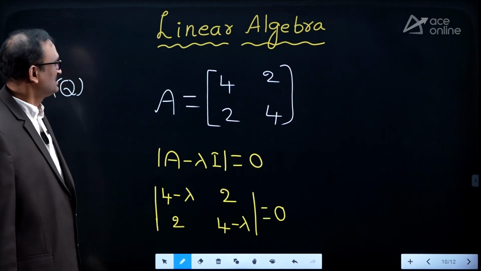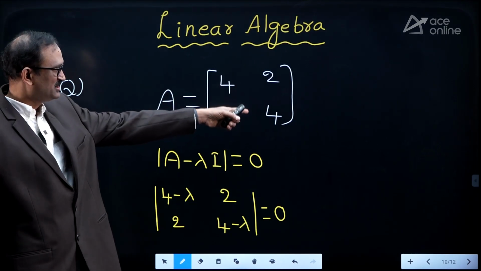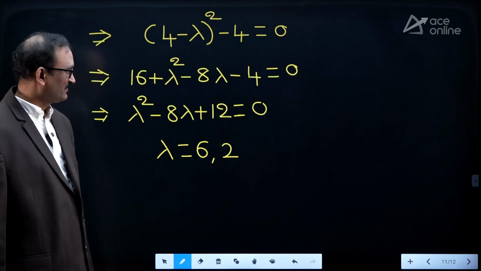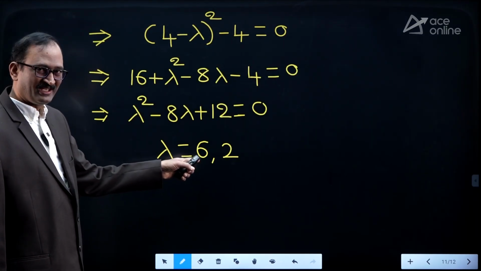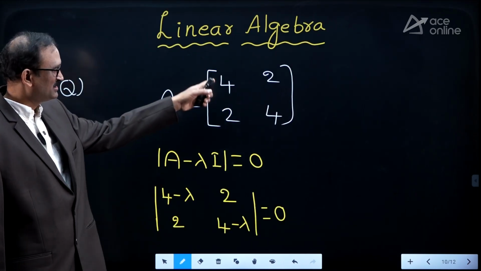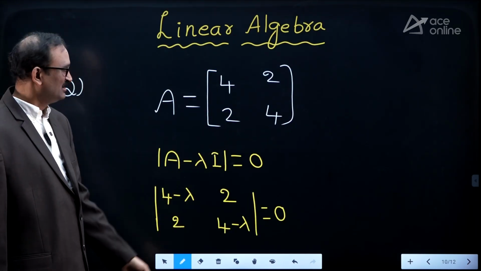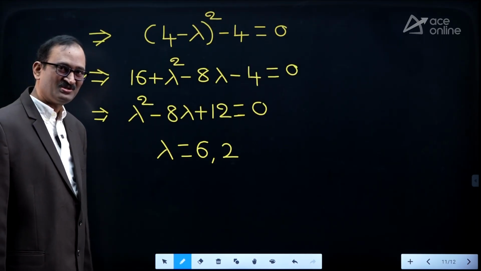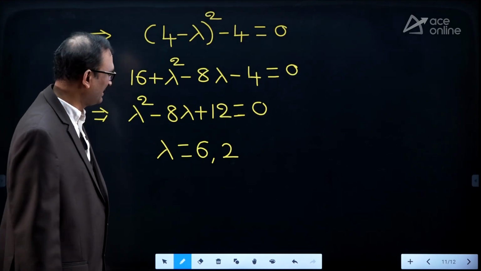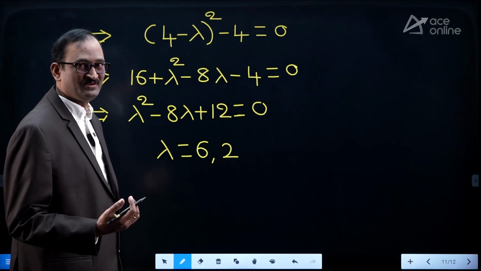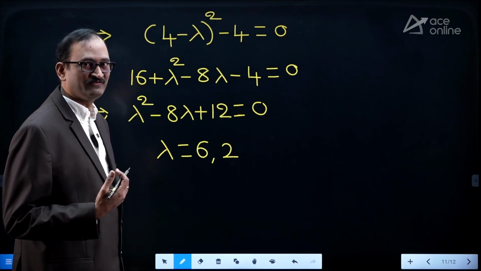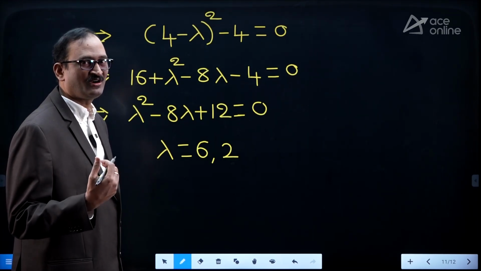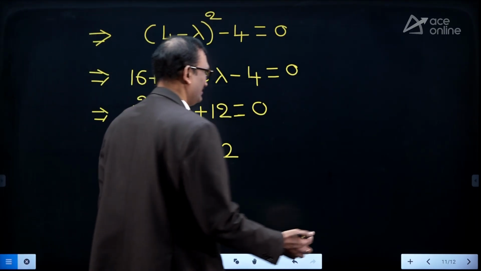As I told you already, lambda values 6, 2. You observe the sum of the elements of each column is k, so the largest eigenvalue of the matrix is also k. Here the sum of the elements of the first column is 6, so the largest eigenvalue is also 6 only. That's fine. Suppose you know eigenvalues, how to find eigenvectors?